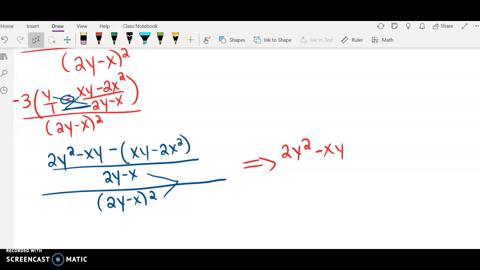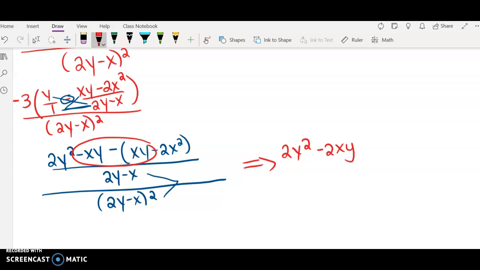Well, let's combine my terms. I was not paying attention. Let's combine our terms, and that way I will have less to worry about later on. What I notice here is that I have a negative xy minus xy. That's going to leave me with a negative 2xy.